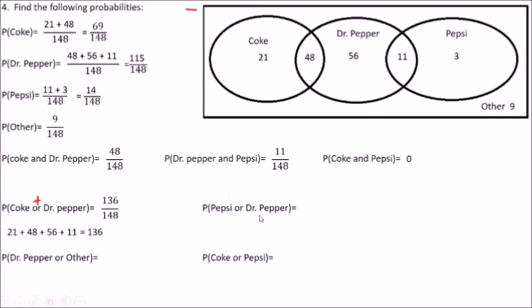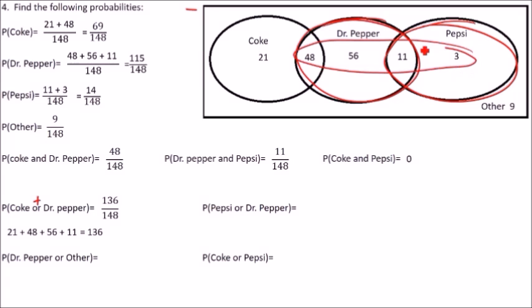We're looking at Pepsi or Dr. Pepper. All right, Pepsi is all of these people over here. Dr. Pepper is all of these people over here. And so I'll be adding up all of these values over here. And it's okay that some of them overlap. Yes, these people like Coke, but again, it's okay. They like Dr. Pepper. These people right here like Dr. Pepper and Pepsi, but it's okay. As long as they're a part of one of them, they're a part of their union. Okay? So again, we're going to be adding these together. All right, so I'm doing 48, 56, 11, and 3. Give me a total of 118. So again, that'll be out of the total. So I have 118 out of 148.